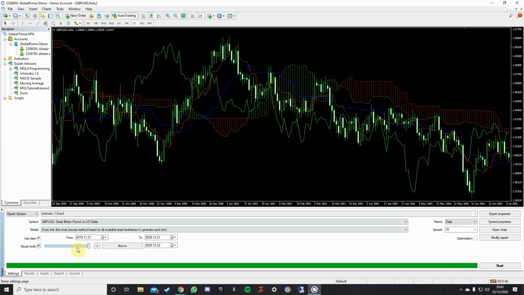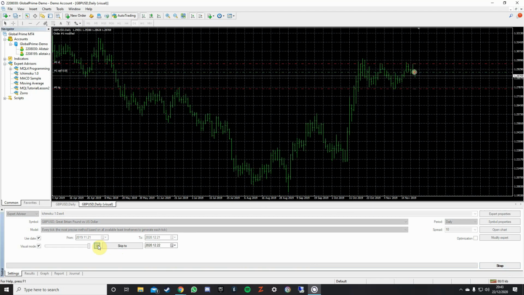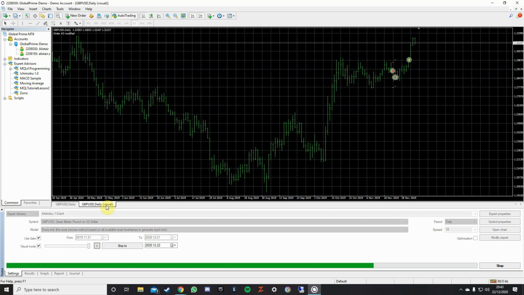So I've got this up in visual mode, and you'll see it run through. It'll be a little slower. If you take visual mode off, you will see it happen a lot quicker. Well, you won't see it at all, but you'll get the result a lot quicker. So we'll click that. It's going to open a new visual chart to show you what's going on, and I click play here, and it's going to start zooming through. You can see straight away it starts to take trades.